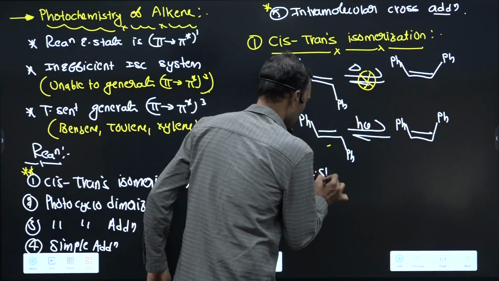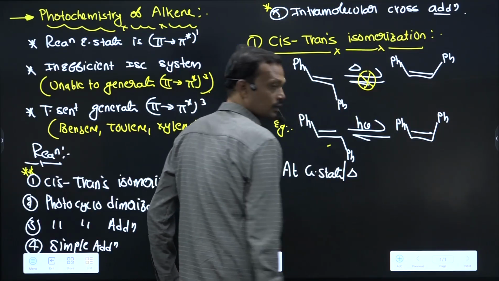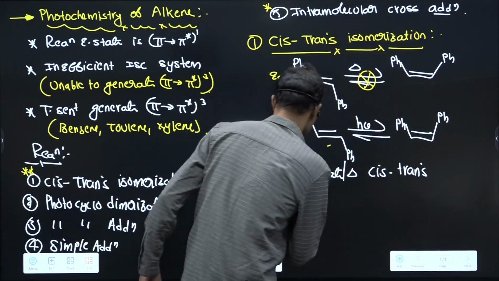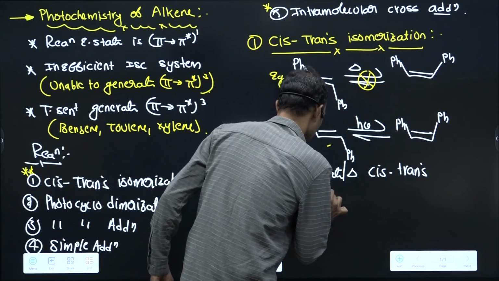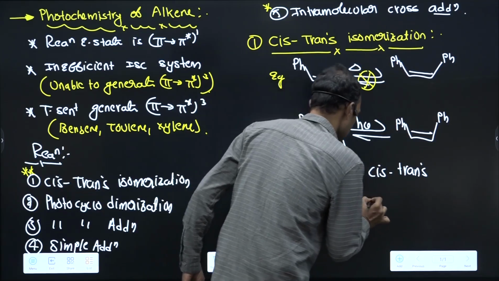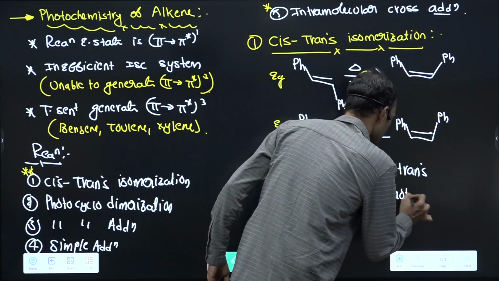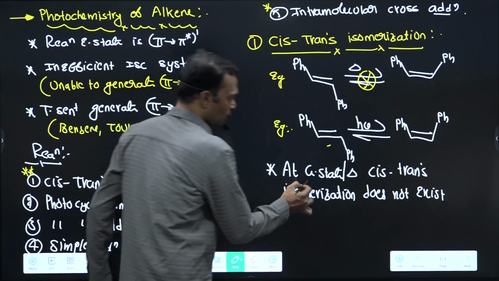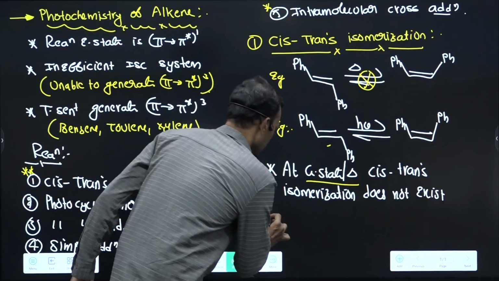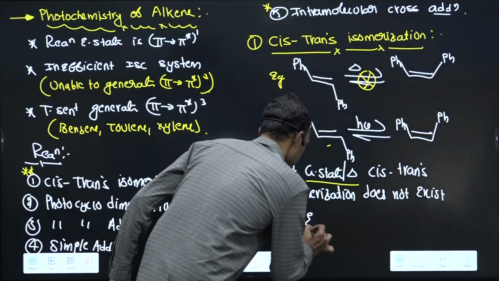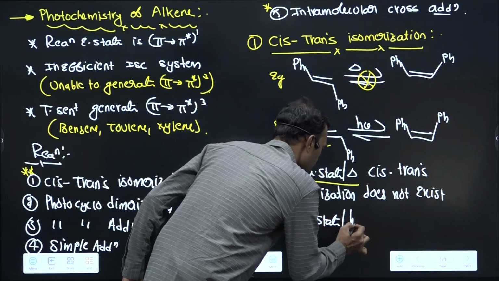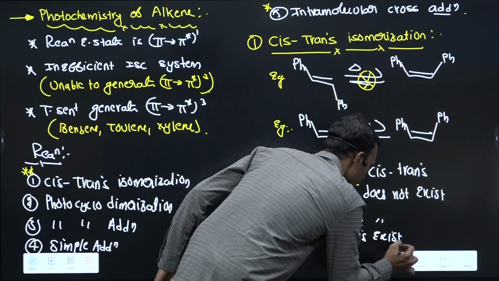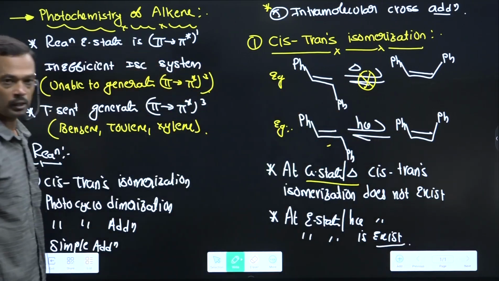See, at the ground state or thermally, cis-trans isomerization does not exist. It is impossible to convert at the ground state. Ground state, thermal, not possible. So now, is it possible at the excited state or not? At the excited state or photochemically, cis-trans isomerization exists. Photochemically possible but thermally not possible.